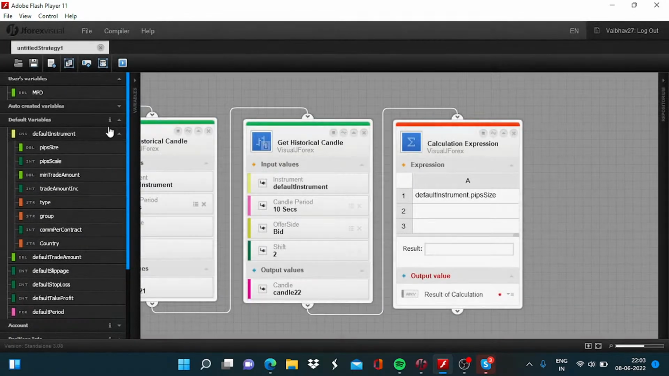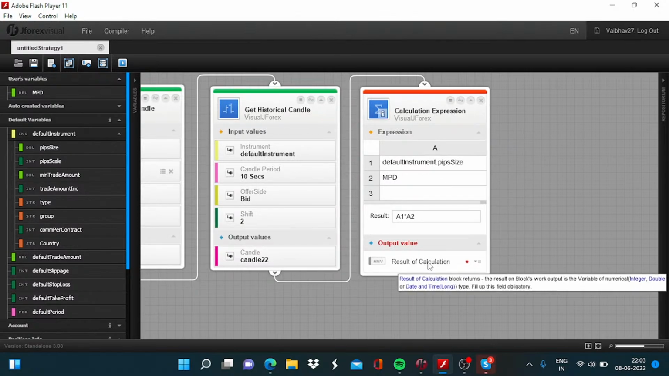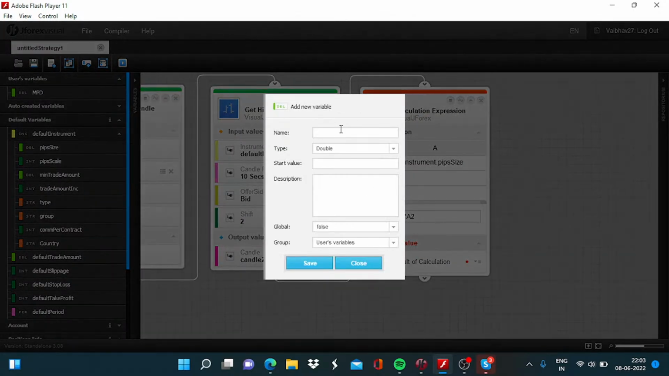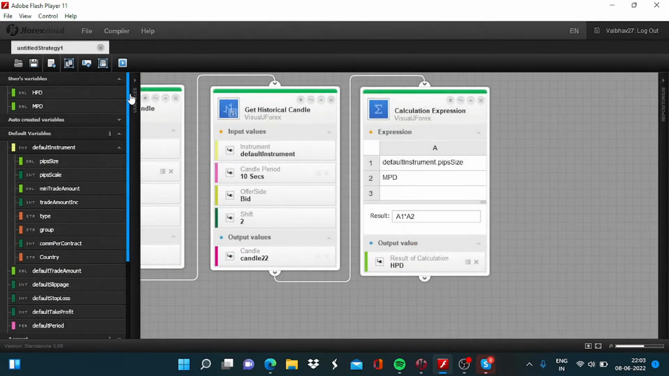All right. And this will be A1 into A2, and we will name this newly created hourly variable as hourly price difference, HPD. Okay.